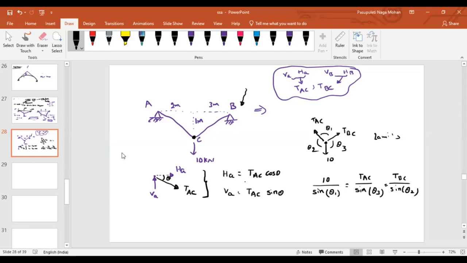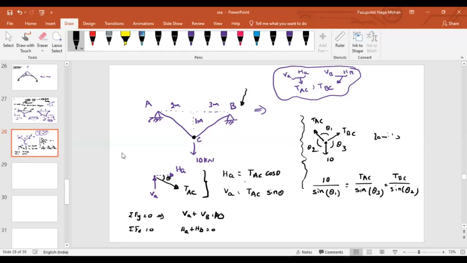Right? If you don't want to find it by using Lami's theorem, then how are you going to find it? Just the regular procedure, like summation of forces along vertical equal to 0. Let's see, if I take summation of forces along y equal to 0, what will I get? VA plus VB is equal to the downward force 10. If I take the horizontal forces, HA plus HB is equal to 0. And then take moments equal to 0.